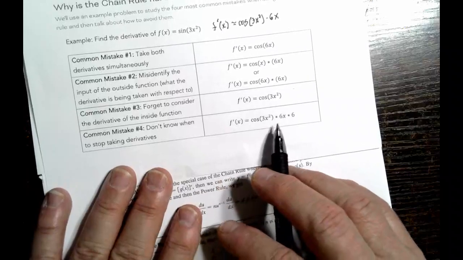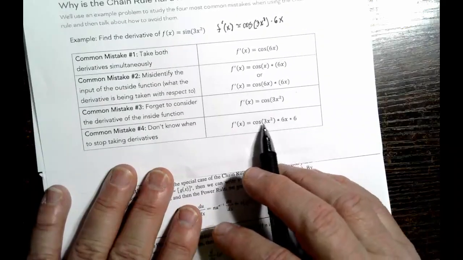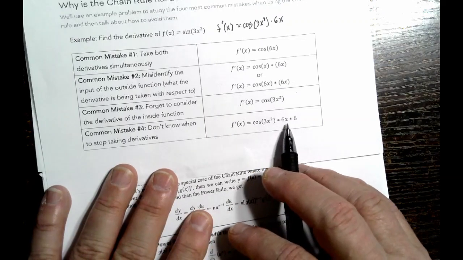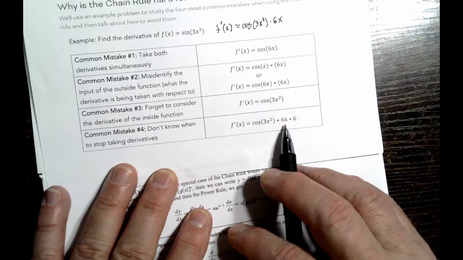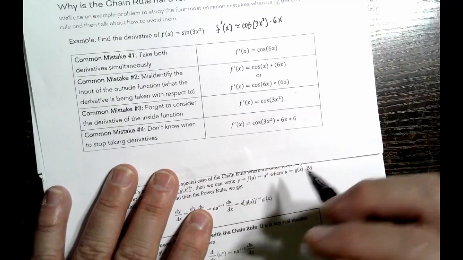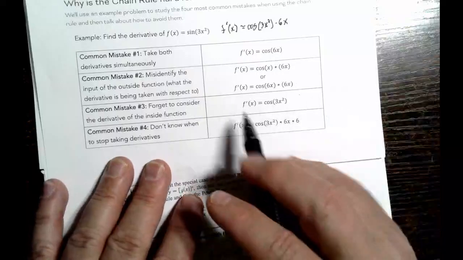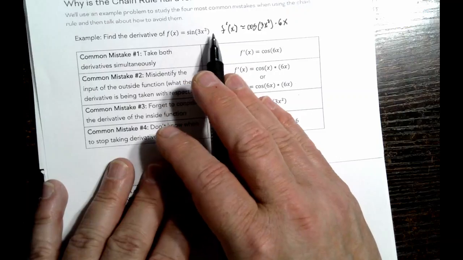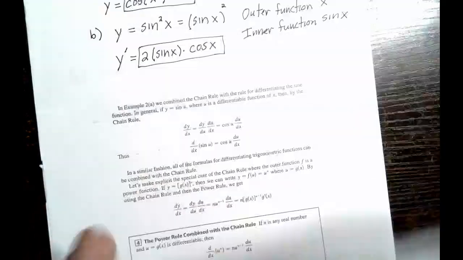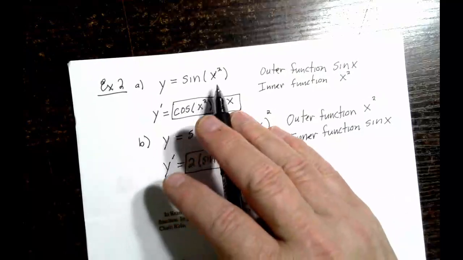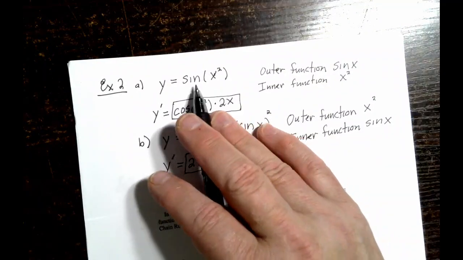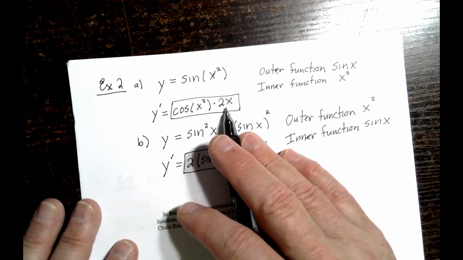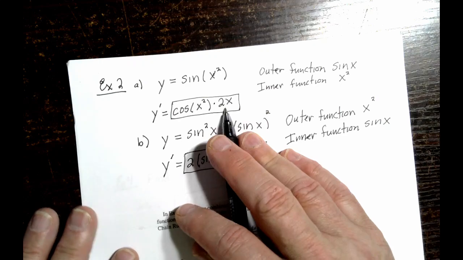Another common mistake is people don't know when to stop taking derivatives. They take the derivative of sine, they get cosine, they leave the inside alone. Then they take the derivative of what's inside, and they get 6x. And then for some reason they think they have to take the derivative of that as well. No, you don't do that. You just take the outside derivative, leave the inside guy alone, and then follow with the derivative of the inside. Right? So if you got sine of x squared, you're going to take the derivative of sine and get cosine, and you still have the inside function untouched, followed by the derivative of the inside function, 2x.